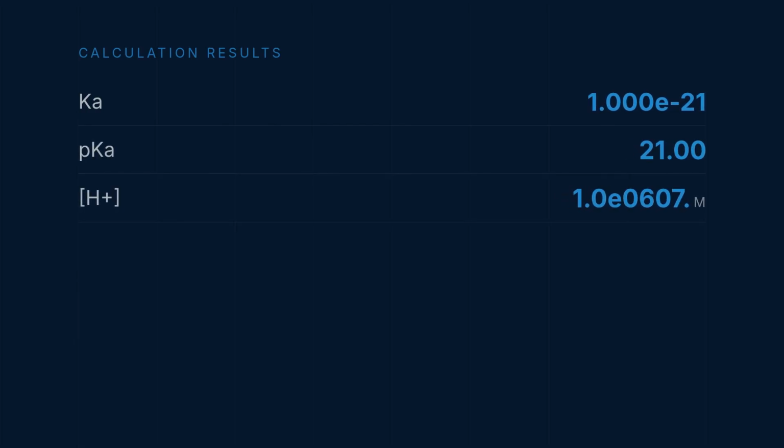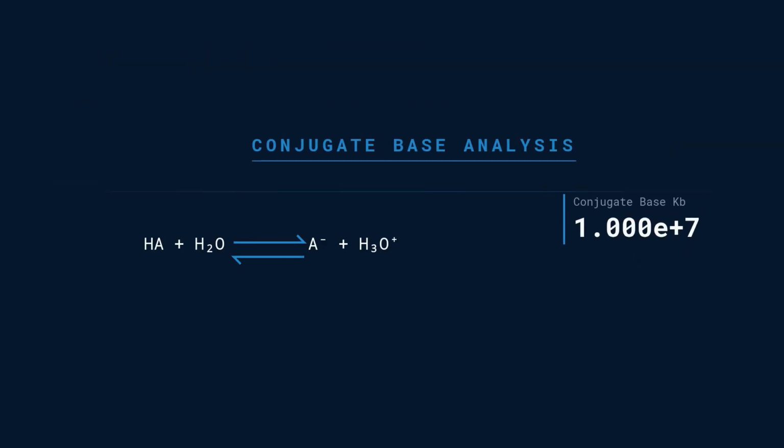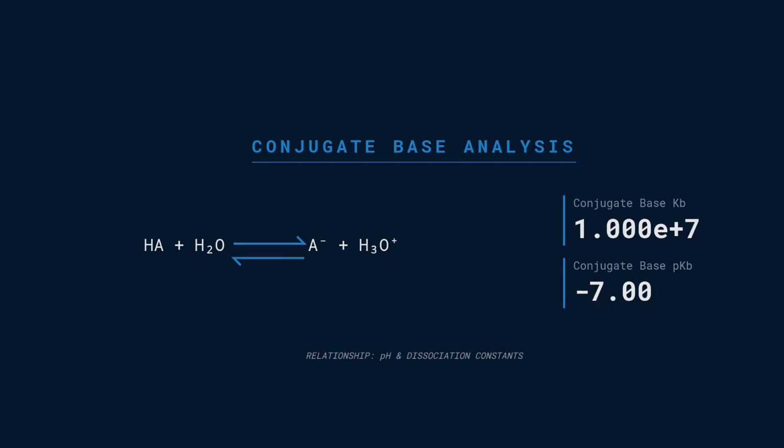After clicking Calculate, here are our results. K equals 1000E21, pKa equals 21.00, hydrogen ion concentration equals 1000E10 molar, percent dissociation equals 0.00%. Conjugate base Kb equals 1.1000E+7, and conjugate base pKb equals -7.00. These values demonstrate the relationship between pH and dissociation constants for extremely weak acids.